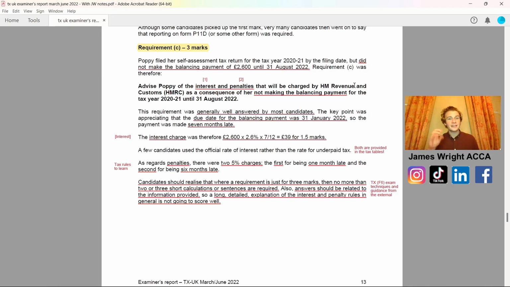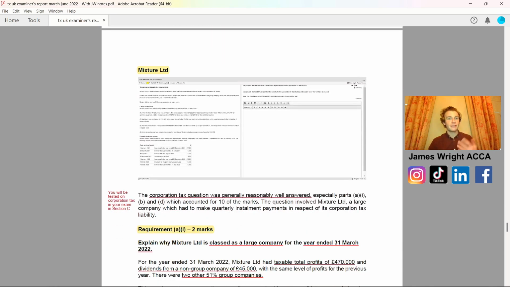But the final point here from the examiner from this part of the question was from an exam technique and guidance from the external examiner. And just look at the paragraph, I'll read it carefully for you. But candidates should realise that where a requirement is just for 3 marks, then no more than 2 to 3 short calculations or sentences are required. Answers should be related to the information provided, so a long detailed explanation of the interest and penalty rules in general is not going to score well. In other words, short and sweet, apply it back to the scenario and use the figures and rates that they're given to you. And think about it in your exam. If you've got a 2-3 mark question, you're not going to be expected to write paragraphs for that.